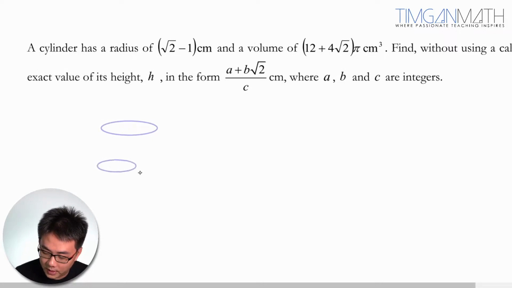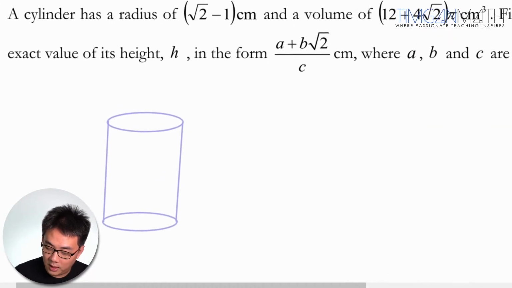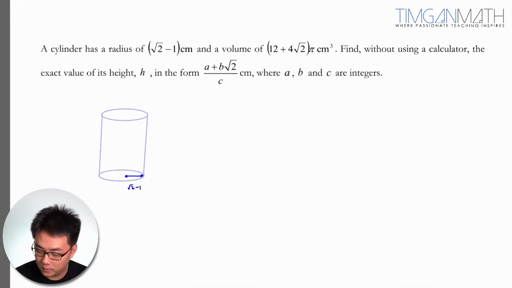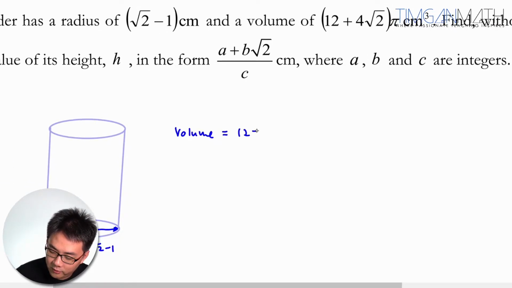If you can't visualize this, I suggest we just sketch a cylinder out. So once I get a cylinder here, I've got r as root 2 minus 1, and the volume is given by 12 plus 4 root 2 times pi, and you're told to find the height.